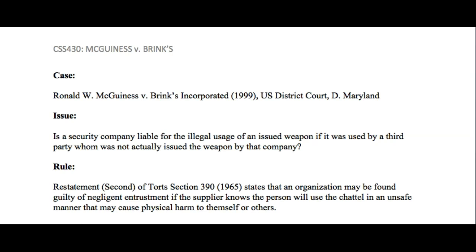The rule that was used, the Restatement of Torts, Section 390, 1965, says that an organization may be found guilty of negligent entrustment if the supplier knows the person will use the chattel in an unsafe manner that may cause physical harm to themselves or others. Again, when we read that, an organization may be found guilty of negligent entrustment if the supplier knows the person will use, in this case, the gun, in an unsafe manner. And from there, we go on to the second part of the case.